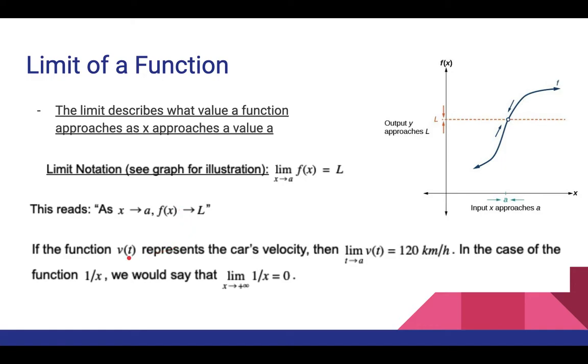So an example from our last slide is that if a function v of t represents a car's velocity, then we would say the limit as t approaches some time value a of the velocity is 120 kilometers per hour. Or as t gets closer to a, the velocity gets closer to 120 kilometers per hour. In the case of the function 1 over x, we would say that 1 over x approaches 0 as x approaches positive infinity.